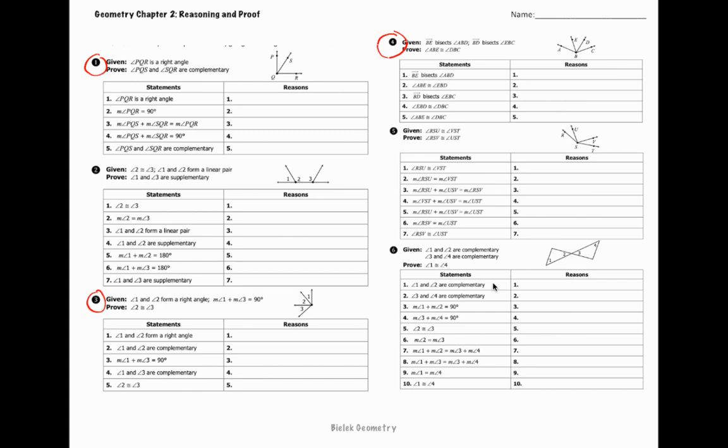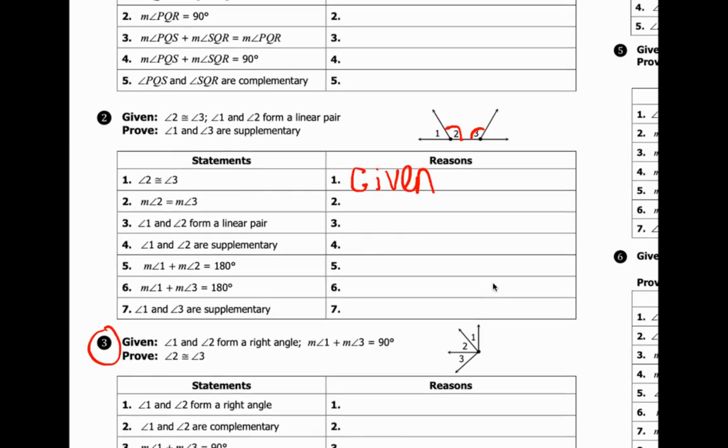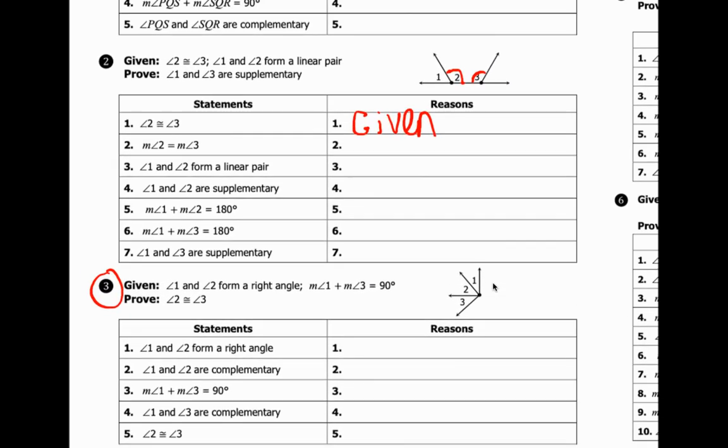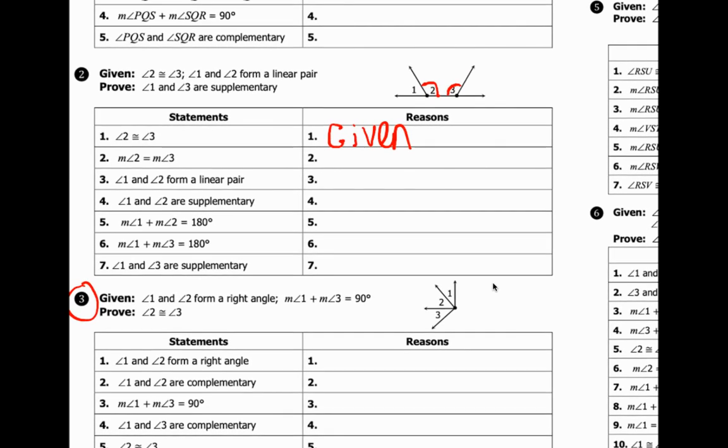So starting out with number 2, they tell us angle 2 is congruent to angle 3. So I'm just going to mark that for myself. And angle 1 and angle 2 form a linear pair. So we start off with our given. So then they said, okay, if angle 2 is congruent to angle 3, that means their measures are equal. That's just definition of congruence.